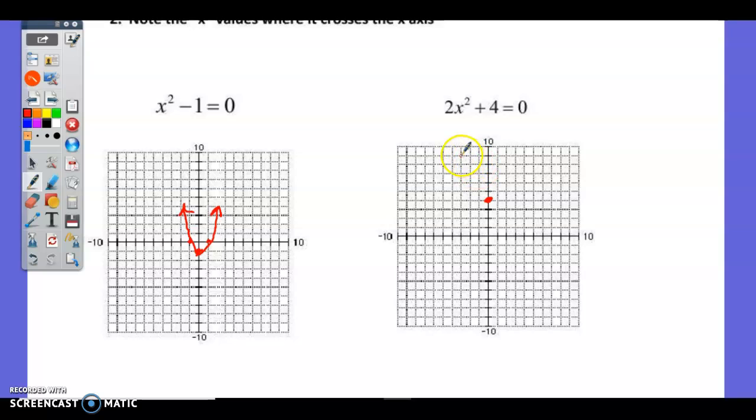All right, so we can see that this graph is looking like this, and there would be no solutions to that. So the solutions of this one would be plus or minus 1, and this would be no solution. And that's based on solving by graphing.